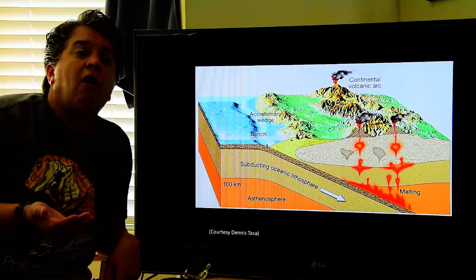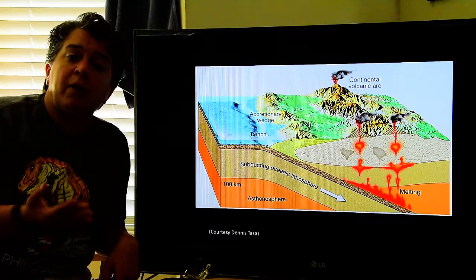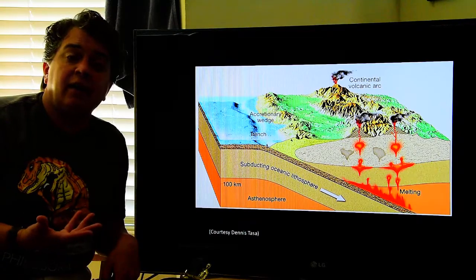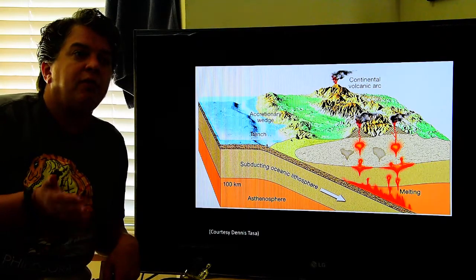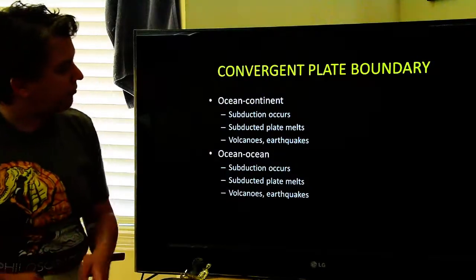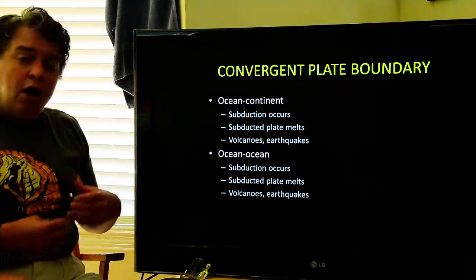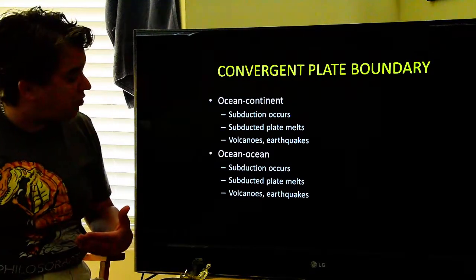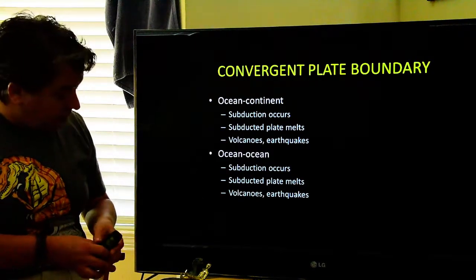This is happening off the west coast of South America today, creating the Andes. It's also happening off the west coast of Washington and Oregon, creating the Cascades. You could also have two ocean plates colliding with each other. In this case, subduction occurs.